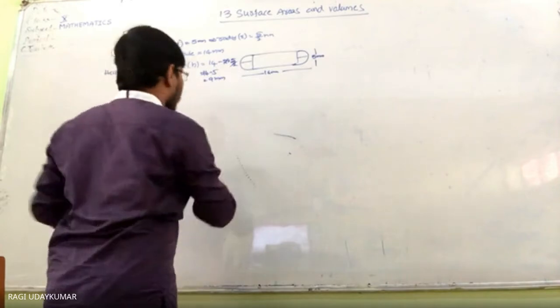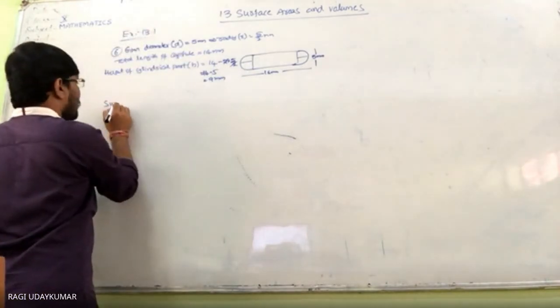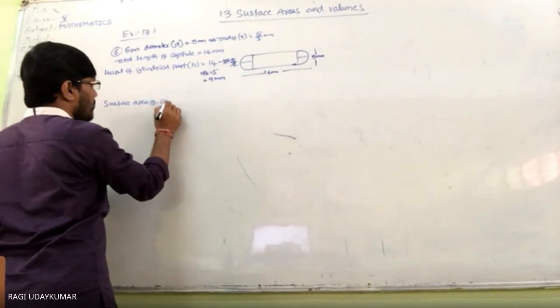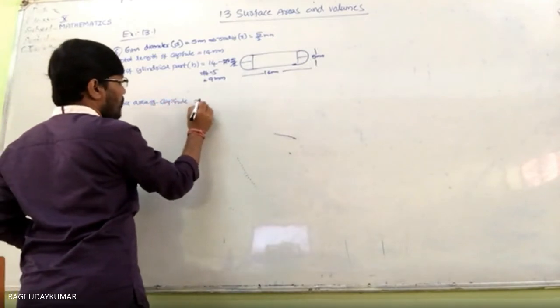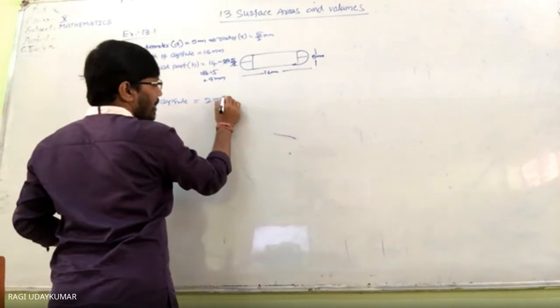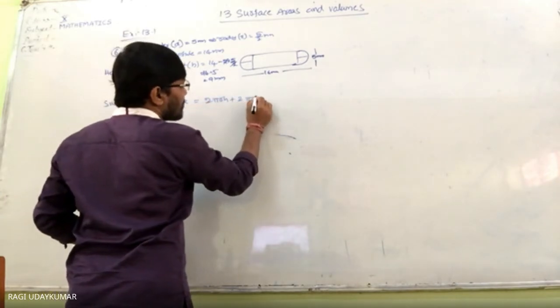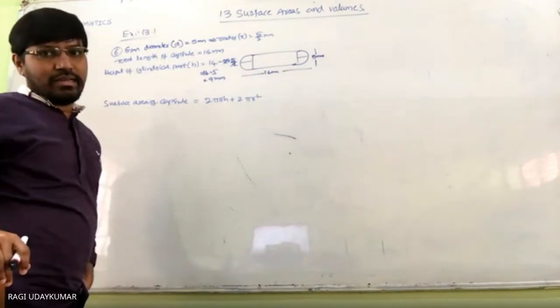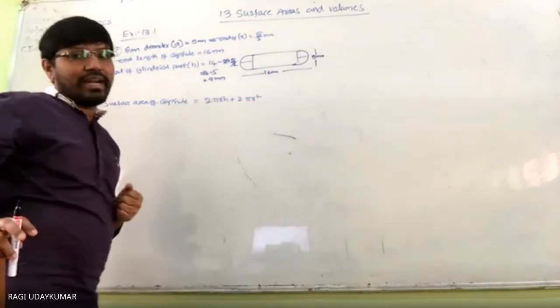Therefore, surface area of the capsule. Surface area of capsule is equals to 2 pi r h plus 2 pi r square. ये गलत है. गलत किधर है? किनारे का 90 है.